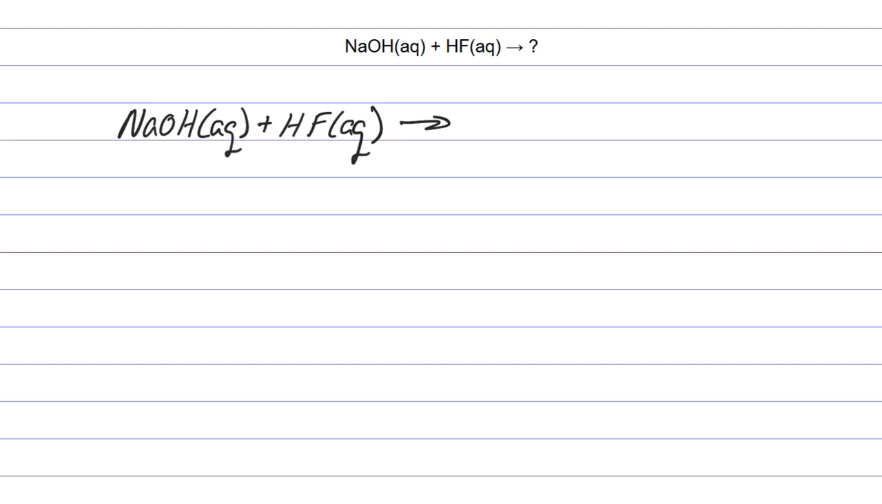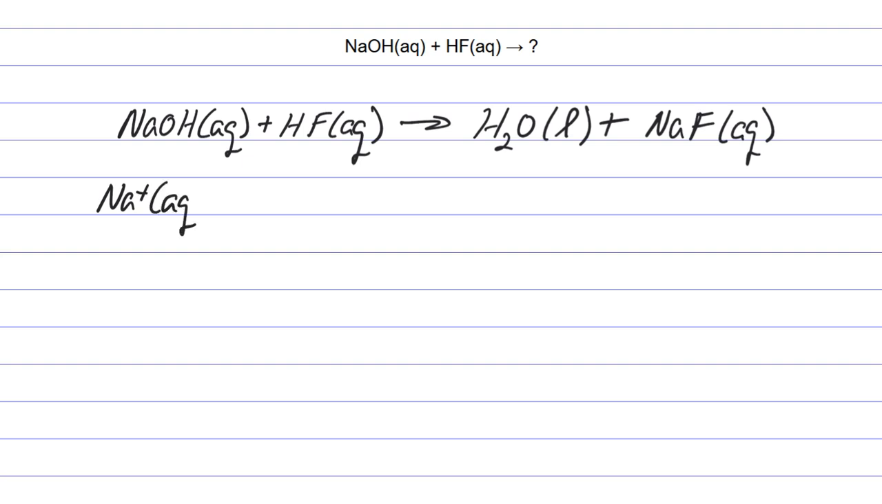We're going to get water and a salt the same way that we would get in any other acid-base neutralization reaction. And the salt that we get in this case is NaF, which is a strong electrolyte, which means that it will be soluble in water. It will be in the aqueous form. So now what we're going to do is the same thing we did before. We're going to separate our strong electrolytes into their ions. Sodium hydroxide is a strong base, so it is going to become Na plus in the aqueous form, plus OH minus in the aqueous form.